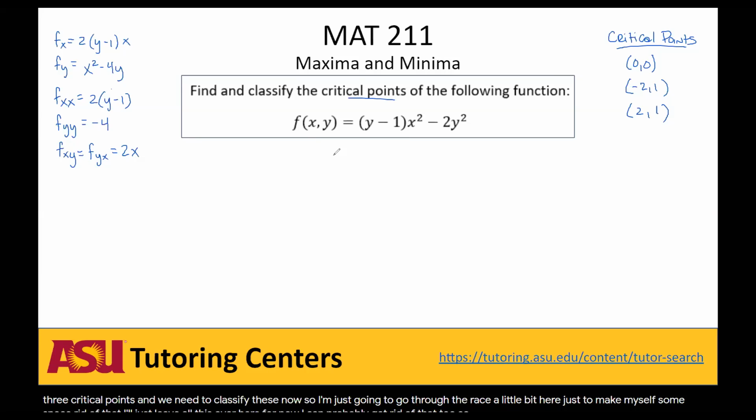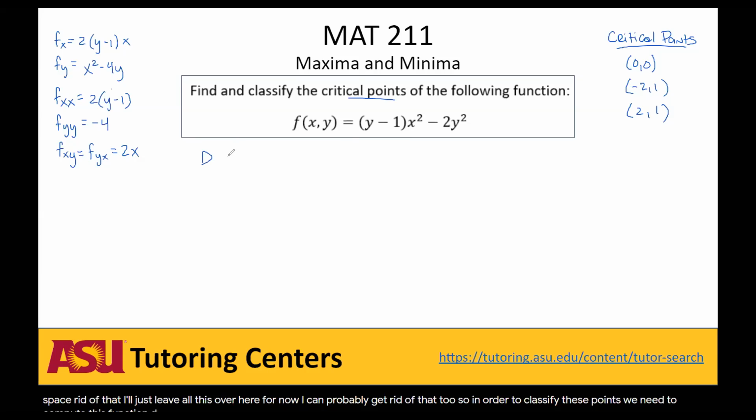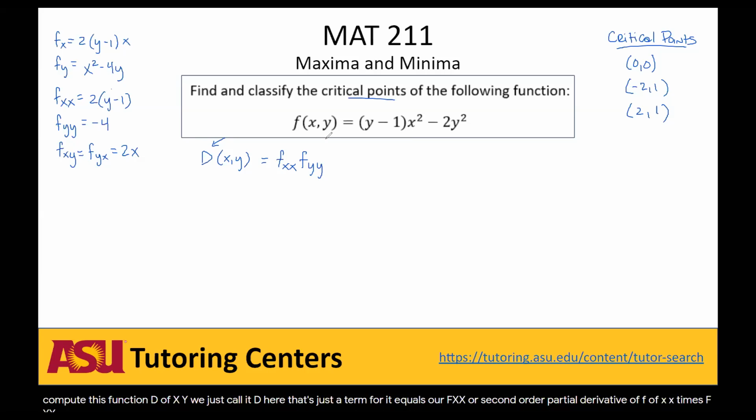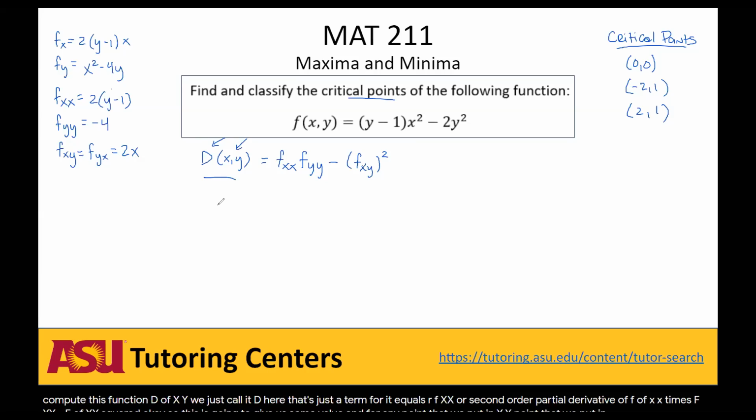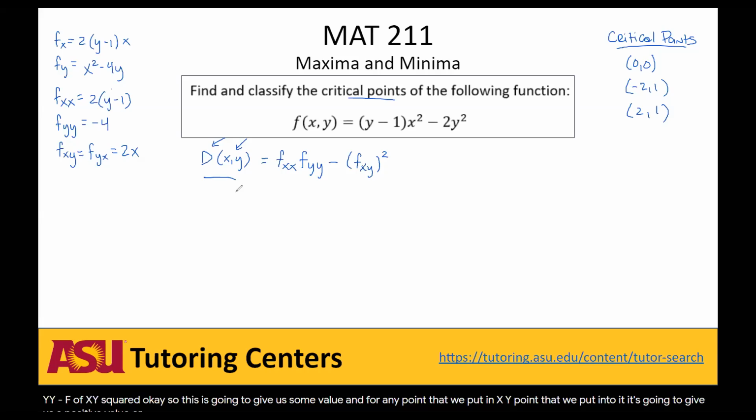So in order to classify these points, we need to compute this function D of x, y. We just call it D here. That's just a term for it. D equals our second order partial derivative f of xx, times f of yy, minus f of xy squared. Okay? So this is going to give us some value, and for any x, y point that we put into it, it's going to give us a positive value or a negative value or equals 0.